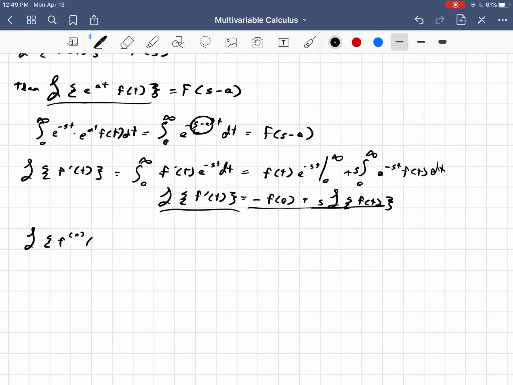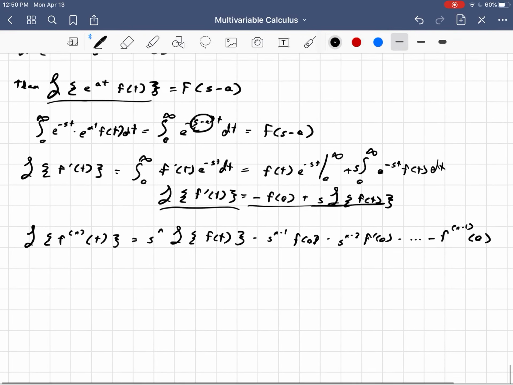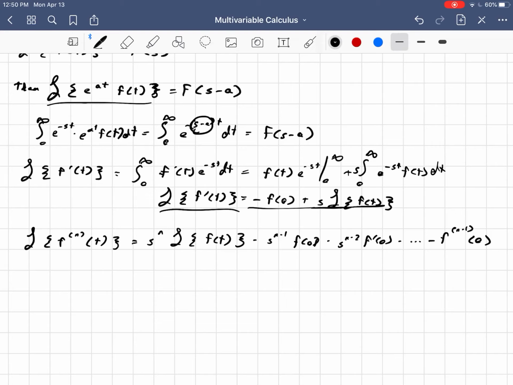And it turns out that in general, and you can prove this by induction on n, the Laplace transform of the nth derivative of the function f is s to the n times the Laplace transform of f of t, and now watch this, minus s to the n minus 1 times f of 0, minus s to the n minus 2 times f prime of 0, and so on, minus s to the 0, or just 1, times the n minus 1th derivative of f evaluated at 0.